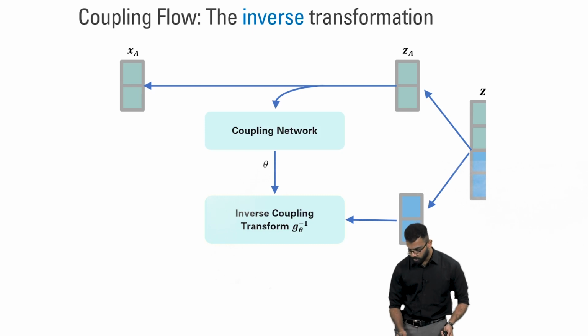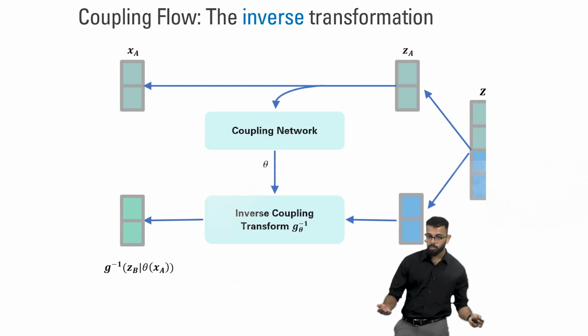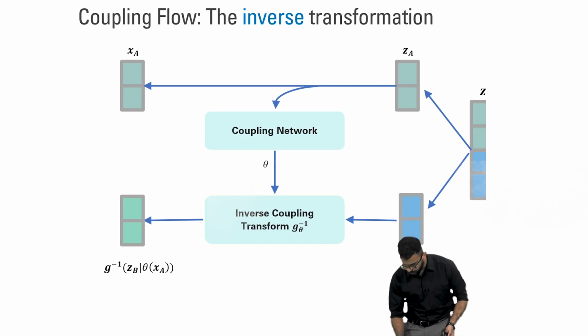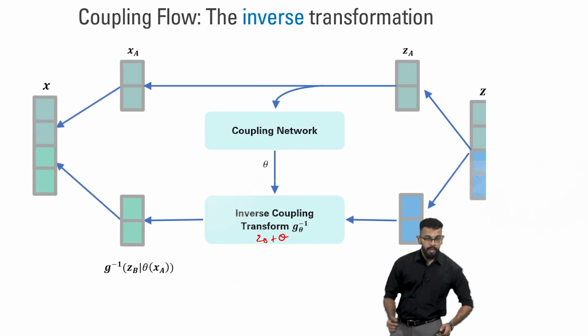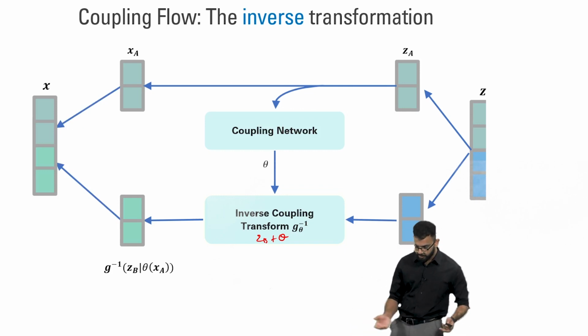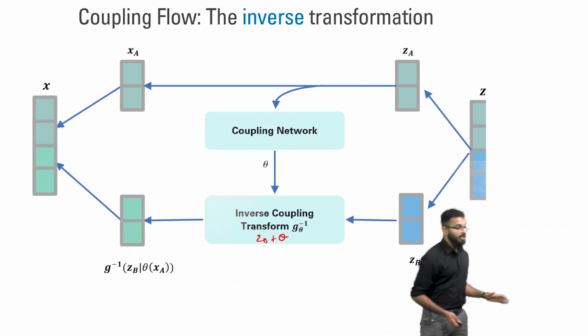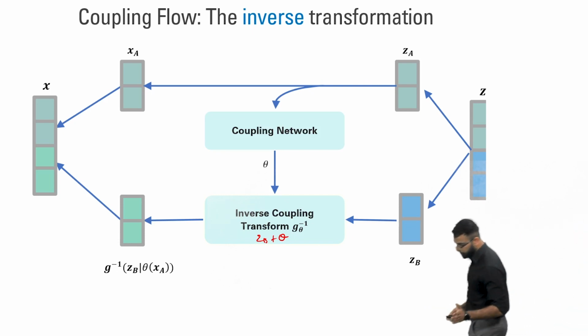And since I assume that the transform you're applying on the second half is something simple, like in the earlier case, I just did a subtraction, to get the inverse, what would you do? You would do addition, right? So here it would be ZB plus theta, right? Make sense? So what you get is the original X back from your Z, right? So this is a very simple but cool way of creating a transformation that is invertible.